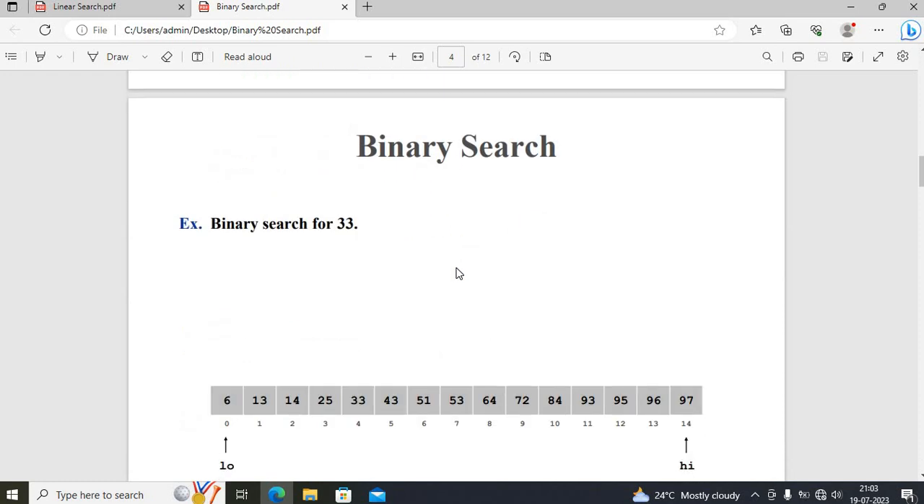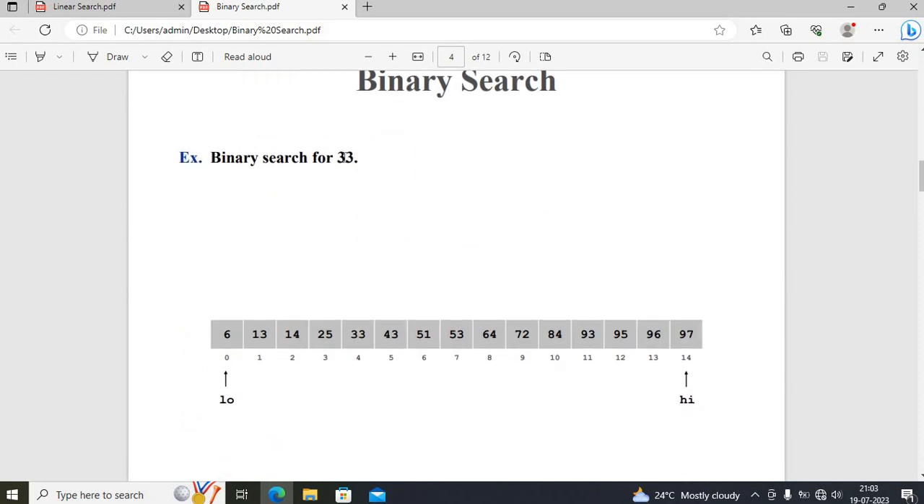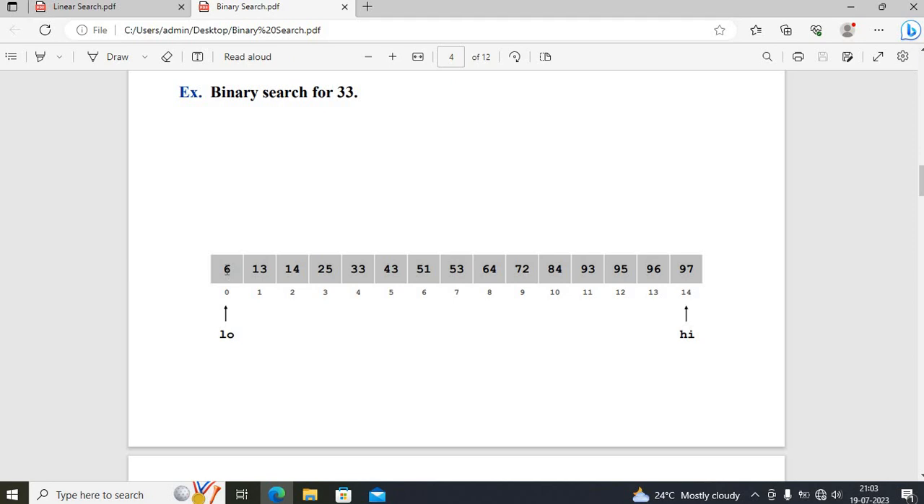Binary search. In this example, the key element is 33, and as I told earlier, here we have a sorted list. The elements are arranged in ascending order. So already the elements are sorted. So we have a sorted list and the key element is 33. We have to find whether that key element 33 is present in the list or not.